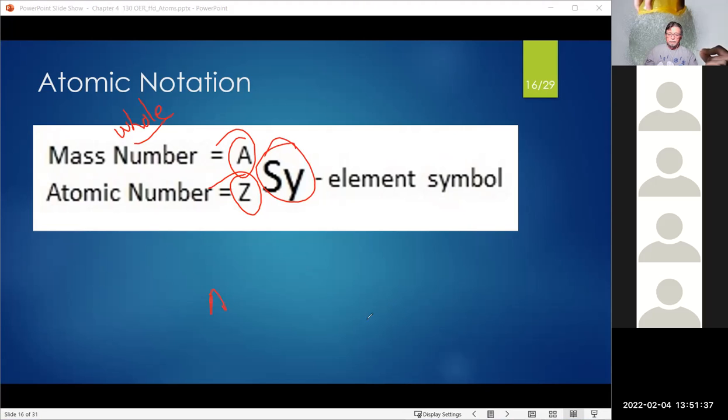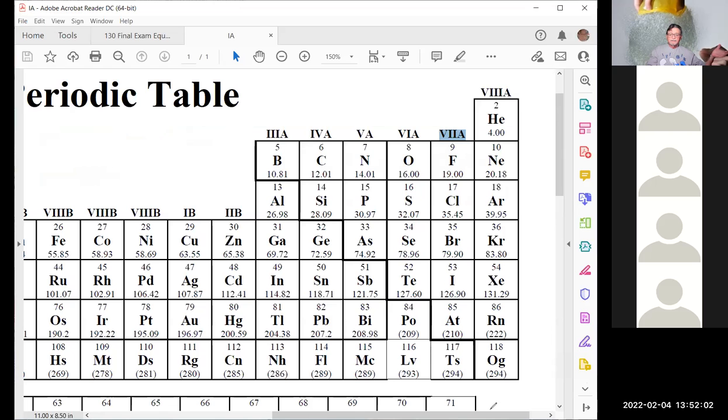Atomic weight or mass is a decimal number. Okay? Decimal number. Now, back to the periodic table. I told you I refer to it quite a bit. Let's take a look at carbon.